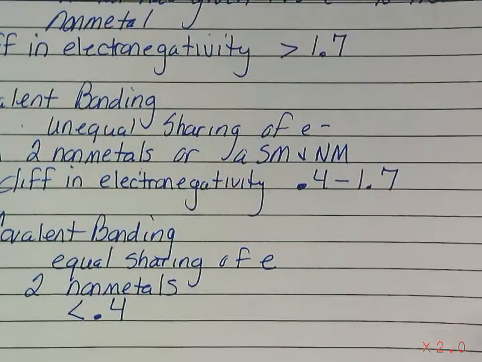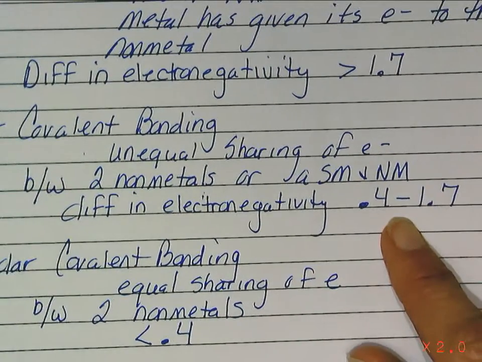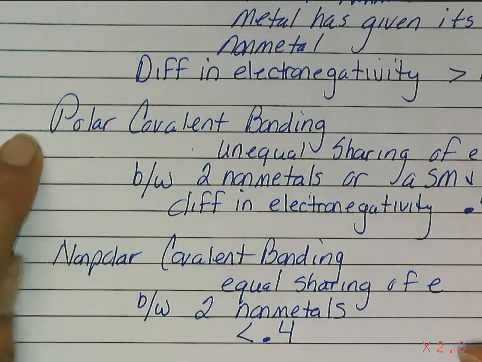Now, I just look at my list. 1.5, where does that fall? Right here. So CF is a polar covalent bond. Polar covalent.